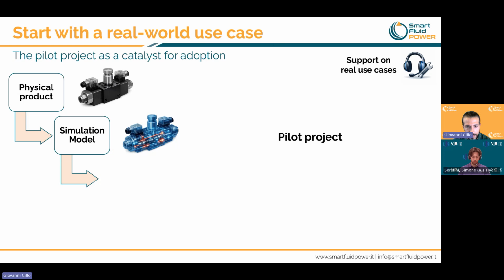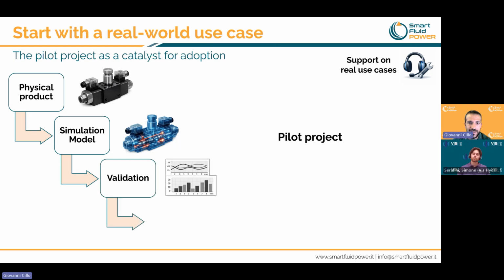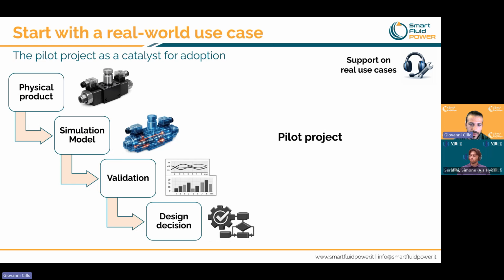Build the virtual model with the appropriate level of detail. Validate the model using experimental data or other simulation, for example, CFD, and analyze the results focusing on a real technical objective, such as performance mapping, stability issues, or efficiency. This approach offers three main advantages.